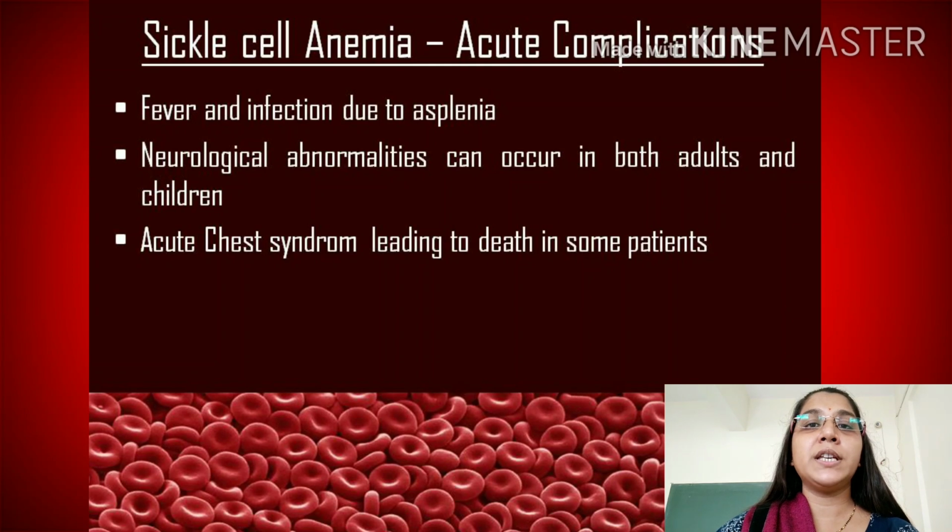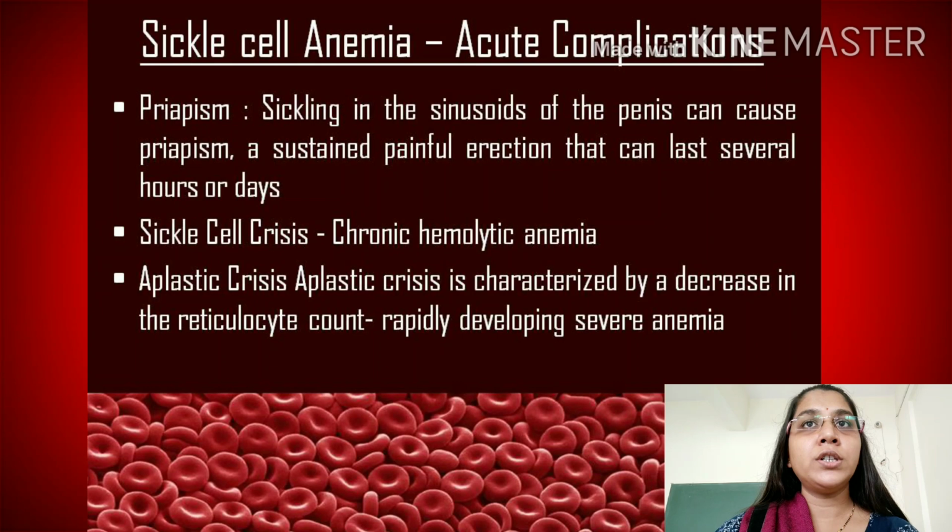Okay, now we are going to see the complications that occur in the patient with sickle cell anemia. Firstly, the acute complications. What are the acute complications? They involve fever and infection in patients due to asplenia. Some neurological abnormalities also occur in both adults and children. Acute chest syndrome can be seen, which leads to death in some patients. Next is priapism, which is sickling in the sinusoids of the penis, and due to that there is a sustained and painful erection that can last for several hours or several days.